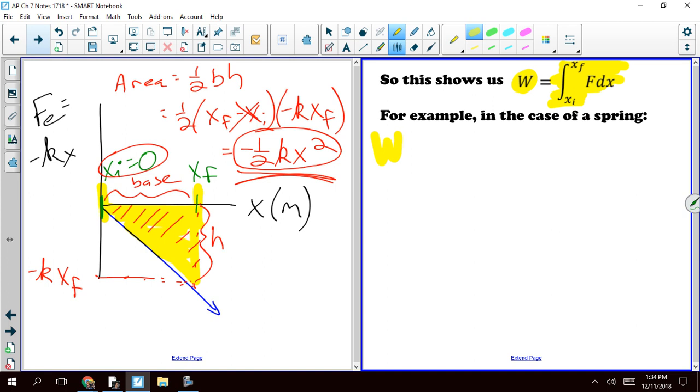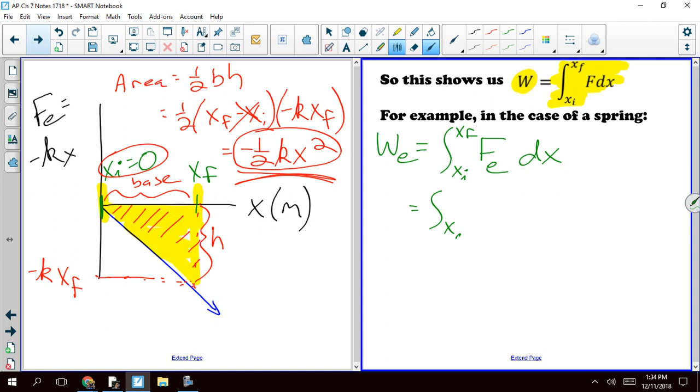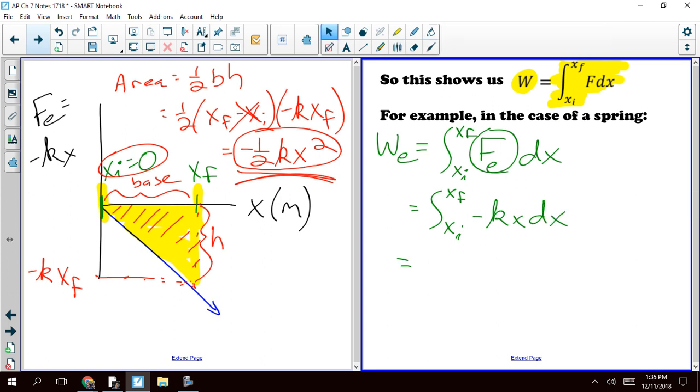Okay, so the work done by an elastic force is equal to the integral from our initial position to our final position of the force by that elastic force, the force of the spring basically, with respect to x. So this is the integral from initial position to final position. Remember, this is just negative kx. Okay, so the integral of negative kx, well, what do we have to take the derivative of to get this?